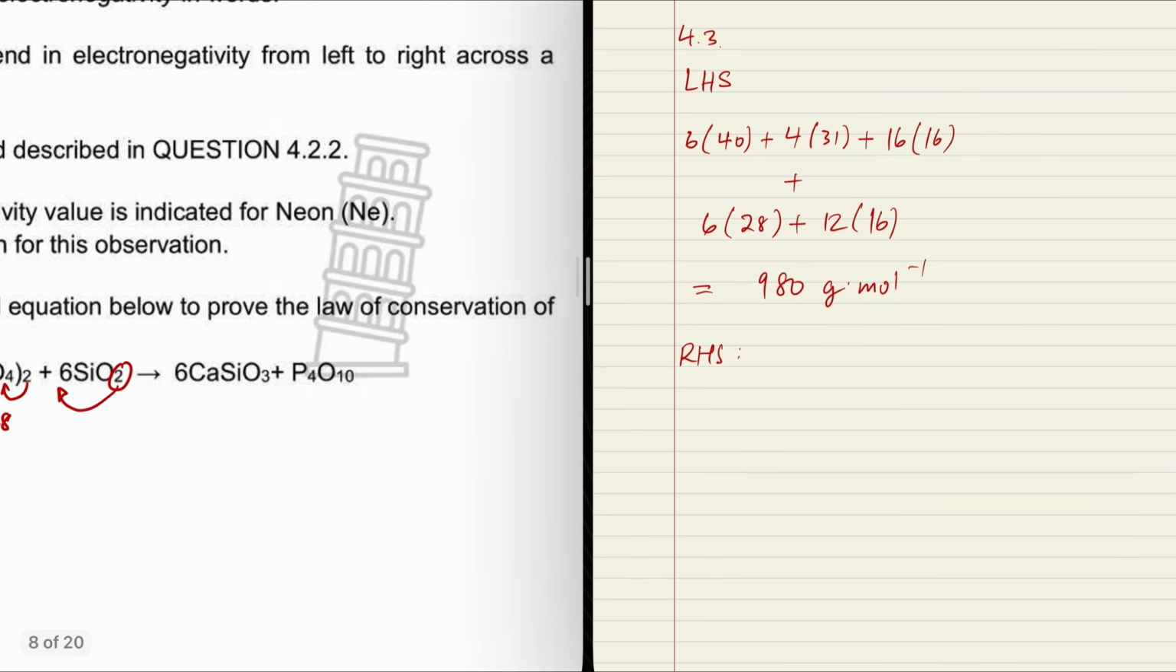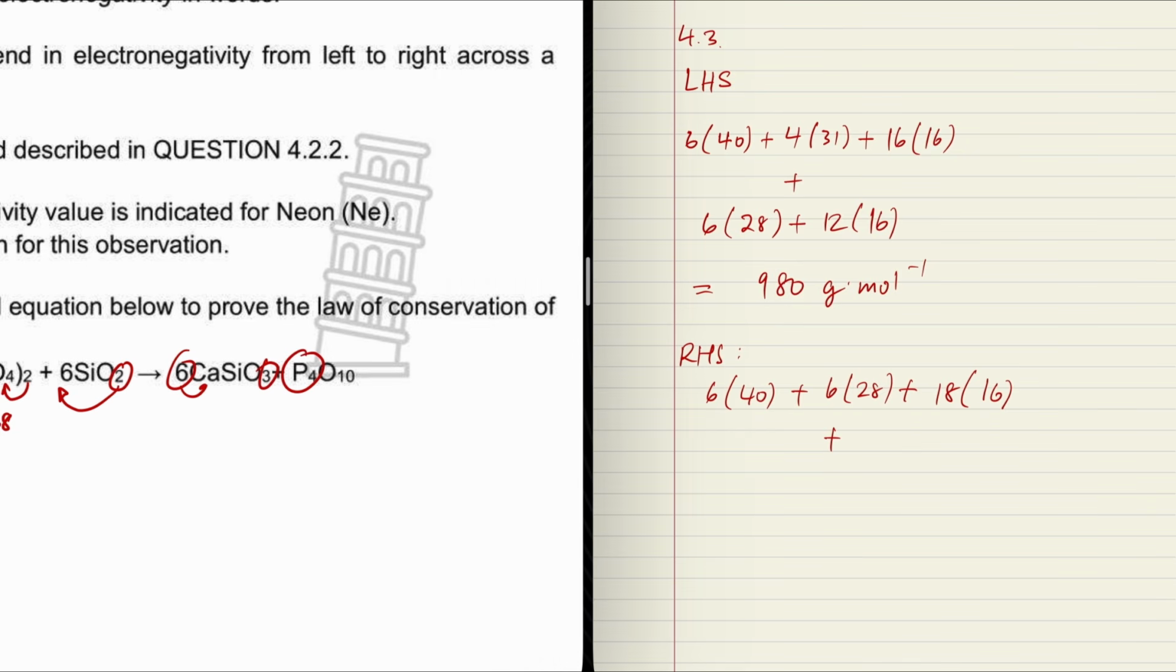So the right hand side, we have something similar. We have 6 calciums, so 6 times 40, plus we have 6 silicons, so 6 times 28, plus, and then we have 6 times 3 oxygen, so 6 times 3 is 18, so 18 times 16. And then we're going to add in here 4 phosphorus, so 4 times 31 plus, and then here we have 10 oxygens, so 10 times 16.